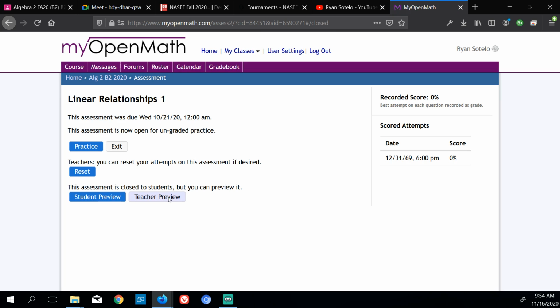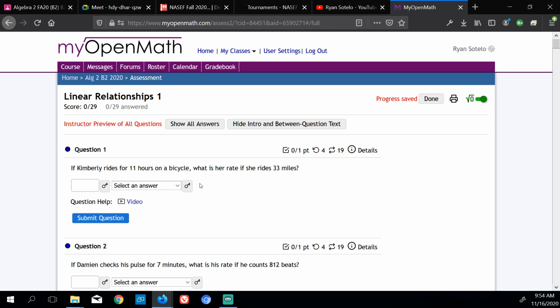What's in this one? Okay, she rides for 11 hours and goes 33 miles. What's her rate? This is like rise over run, the slope. 33 over 11. Well, should have it here. Oh, they want miles per hour, so miles go on top.